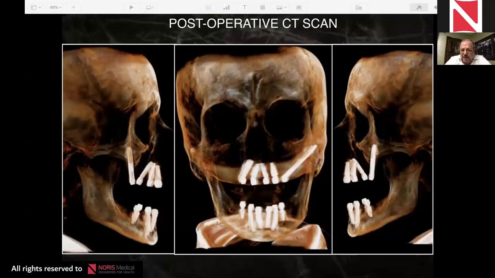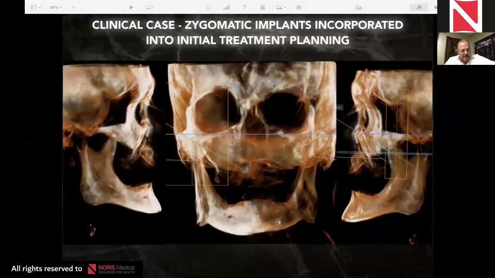And you can see the single zygomatic implant that's back there in the zygomatic arch, away from the sinus, away from the infraorbital rim. So I think this is a great thing. Let's look at another case here. I'm going to go through this as another video.